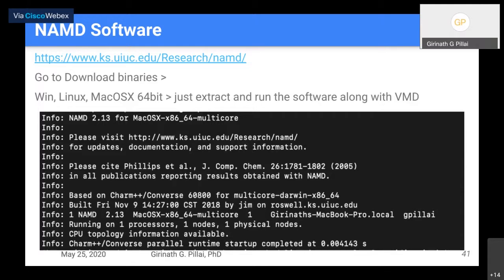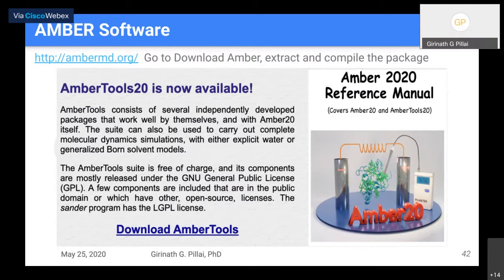So you have to register to download the software here. Then Amber, which I told you about, at ambermd.org, so that you can download Amber, and you also have to compile the package. So compilation is very important here when you're going for Amber tools.